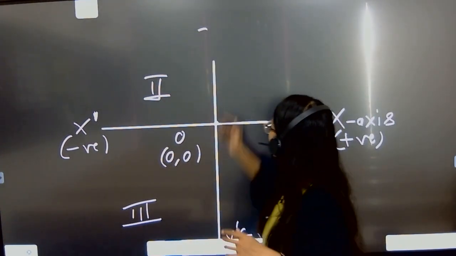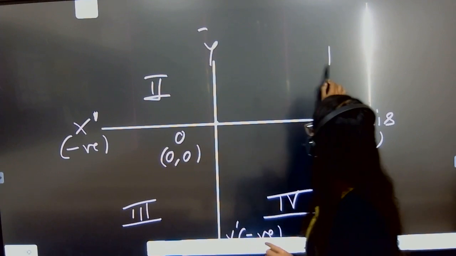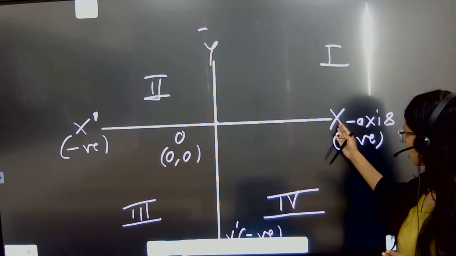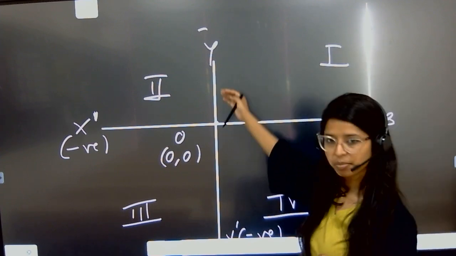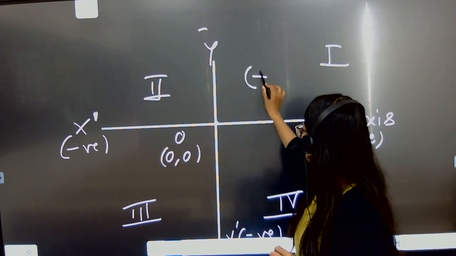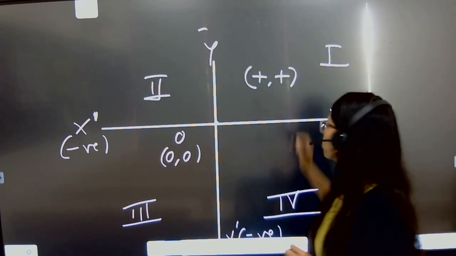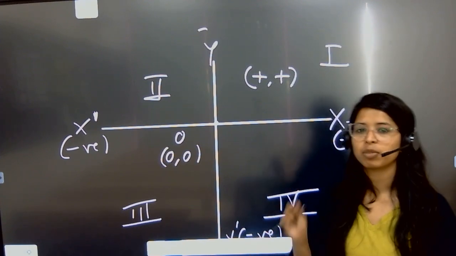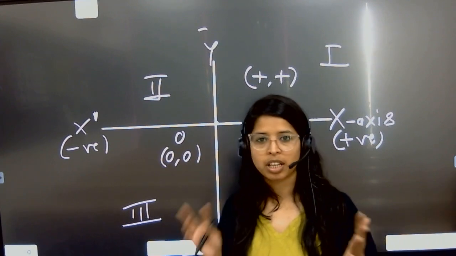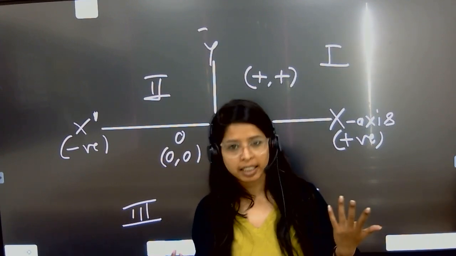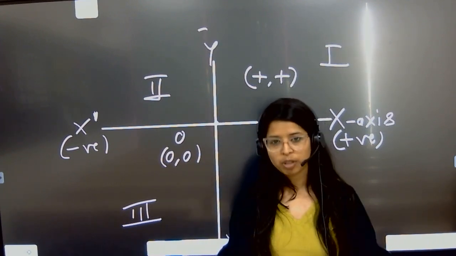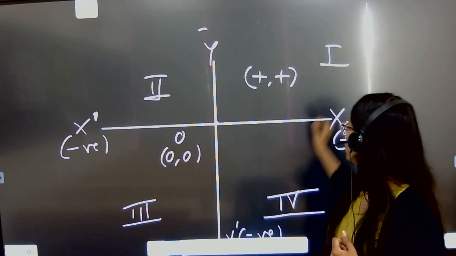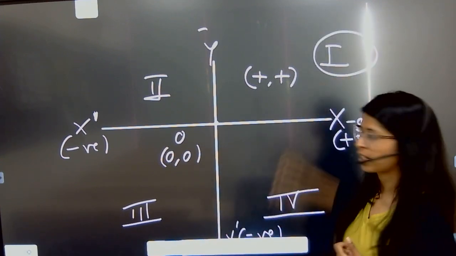So let me erase this first. Now let's talk about this part. You can see this is our positive part and this one is also a positive part, so it means x and y are both positive. If we have a coordinate where both values are in positive form, let's suppose I take the example 3 comma 5, both values are positive, so it will lie in the first quadrant.